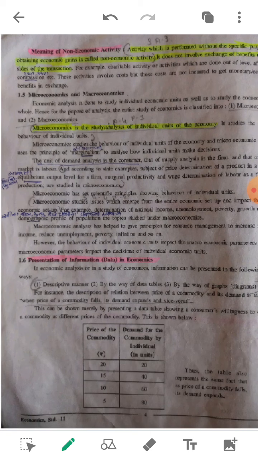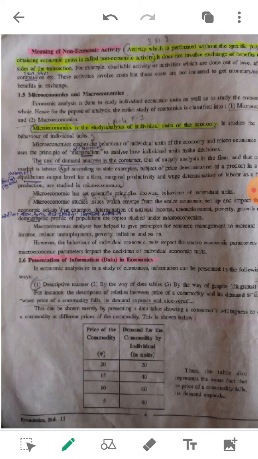equilibrium output level for a firm, marginal productivity and wage determination of labor as a factor of production are studied in microeconomics. Whereas macroeconomics studies the issues which emerge from the entire economic setup and impact the entire economic setup. For example, determination of national income, unemployment, poverty, growth rate, and demographic profile of population are topics studied under macroeconomics.